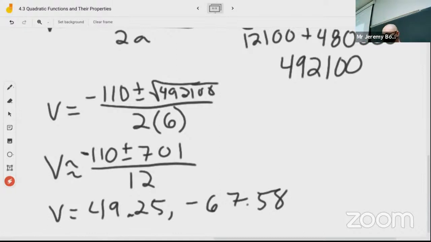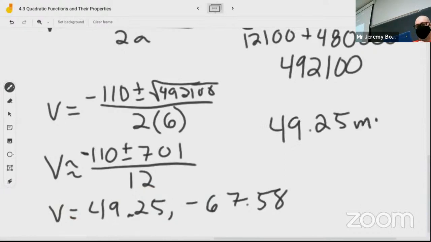But which one of these answers makes sense? Do they both make sense? What do you think? We're trying to figure out what is the maximum speed you could be driving at so you can stop at 200 feet. The 49.25, right? It doesn't really make sense for me to be negative 67.58. It's like I'm going in reverse, negative 67 miles per hour. So our answer would be 49.25 miles per hour.